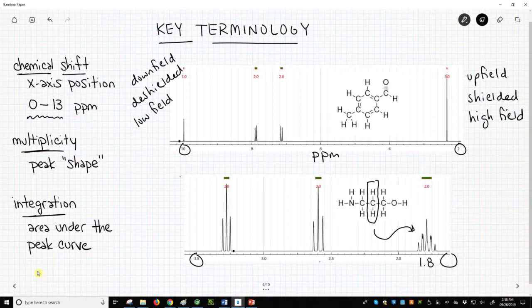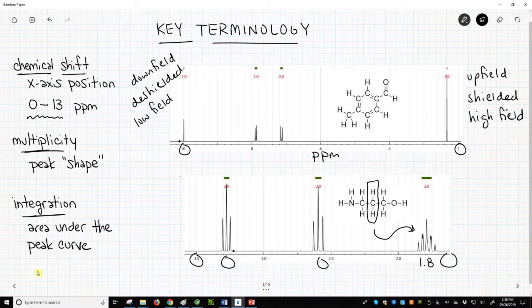The shape of this signal is different from the signals at around 3.3 and about 2.6 ppm. The shape of the signals, the multiplicity of the signals, reveals useful information about the hydrogens that are next door to the hydrogens in question.